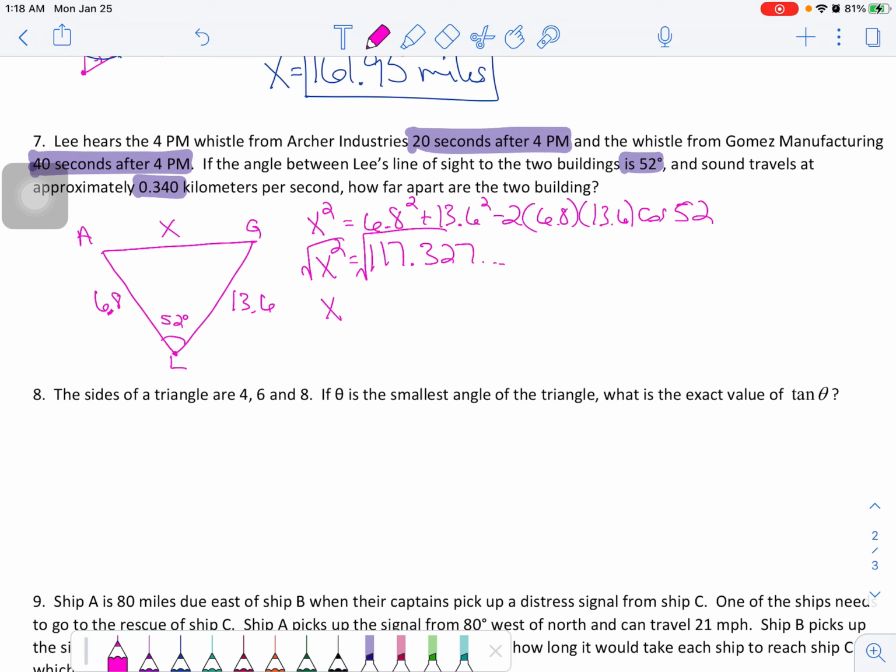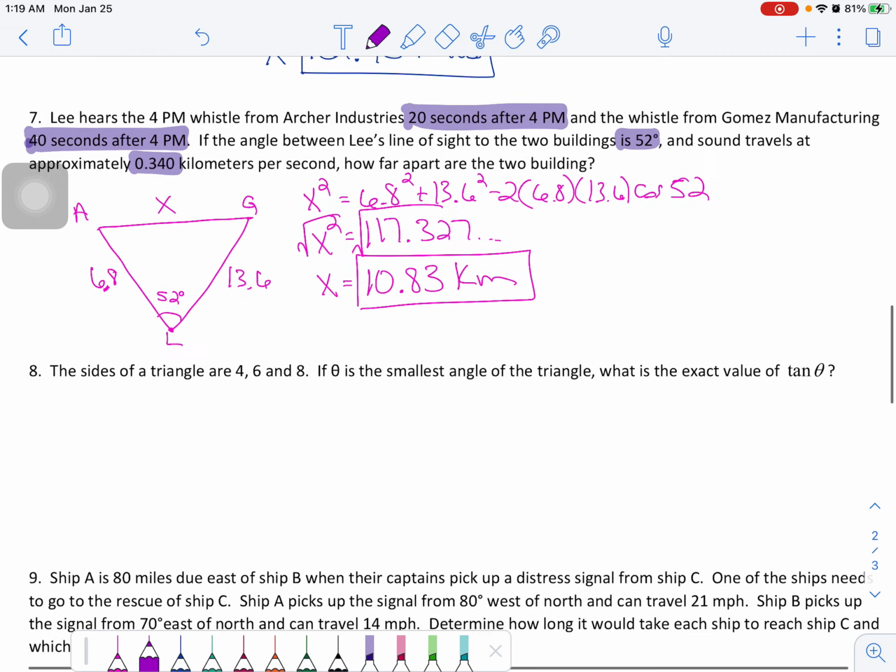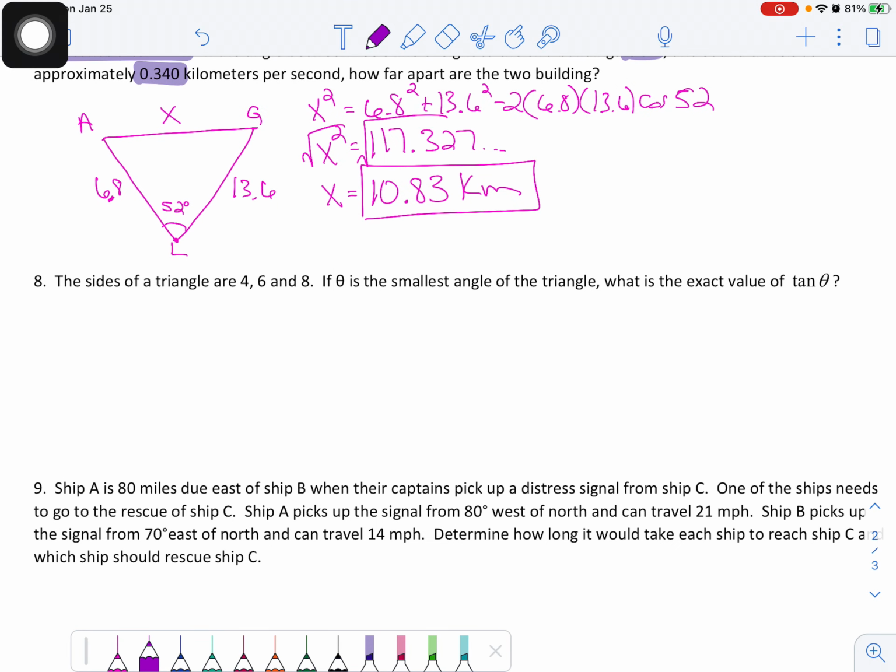So take the square root of that answer of 117. So x is equal to 10.83. We know this is in kilometers because we were told that sound travels at kilometers per second. So our units for distance are kilometers. So the two buildings are approximately 10.83 kilometers apart. All right, problem number 8.